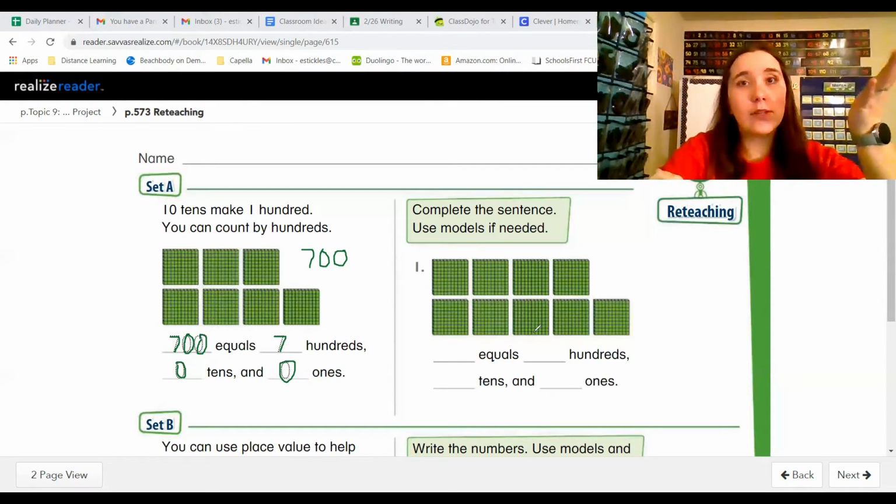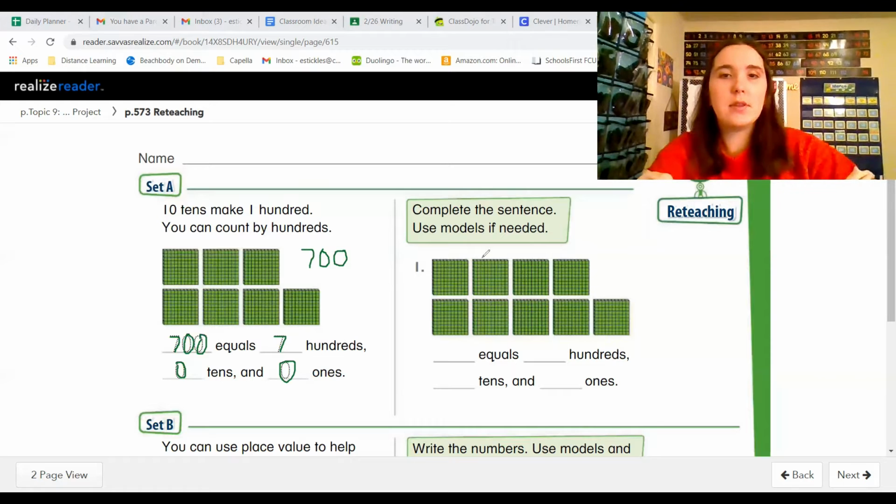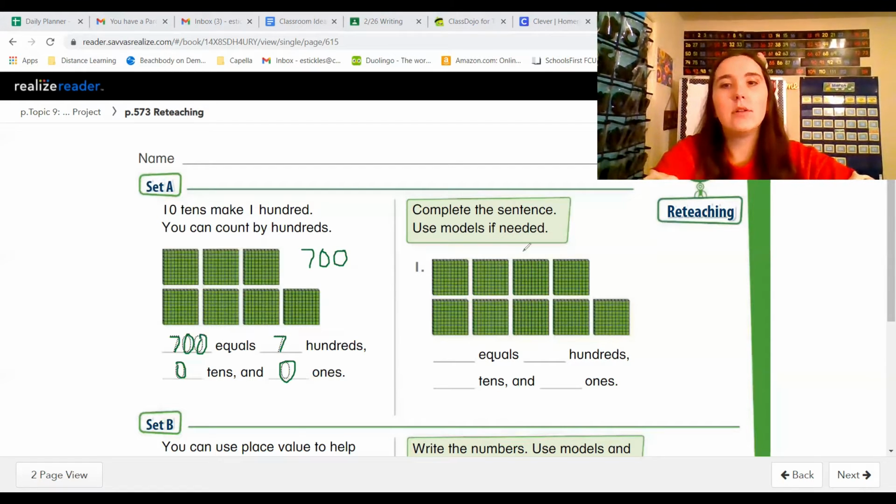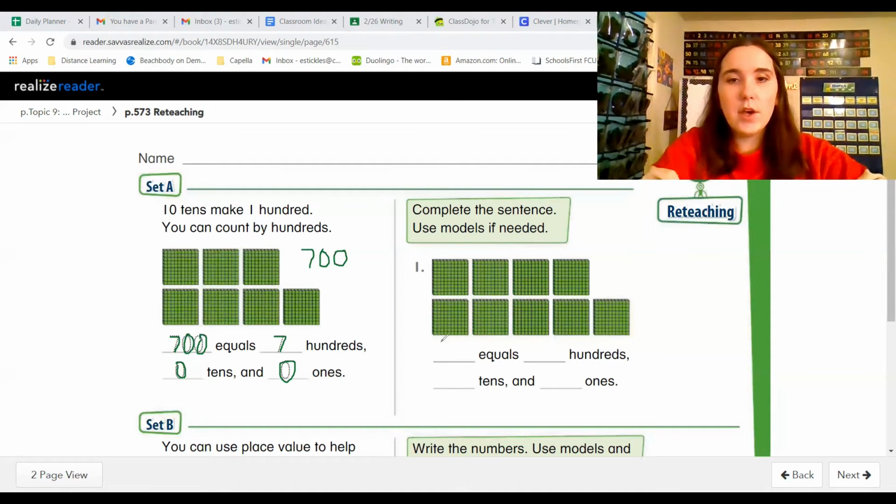Okay, so first let's count up by 100s and see what our number is. 100, 200, 300, 400, 500, 600, 700, 800, 900. So 900 equals, how many hundreds are there? 9. There's a 9 in the hundreds place, or there's 9 hundreds blocks. How many tens blocks are there? 0. There's a 0 in the tens place. And how many ones? 0 ones. Great job. Let's go down to set B.